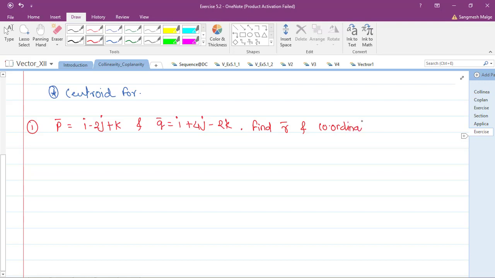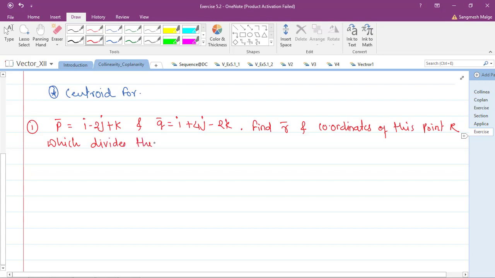coordinates of this point R, which divides the line segment PQ internally in the ratio 2:1 is the given. So 2:1 is the ratio and it is dividing internally.